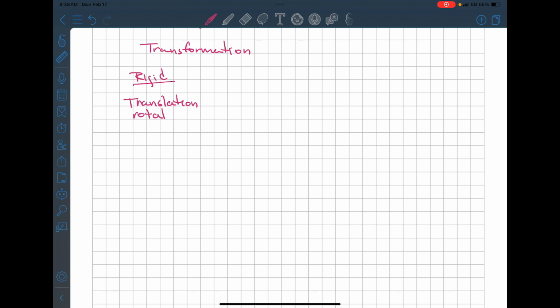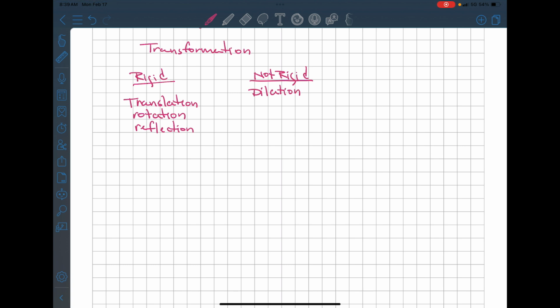rotations, and reflections. And then we have some that are not rigid that may change either the shape or the size of the shape. You may go to a similar shape, which means it's the same exact shape, just different size. It has the same proportions with each side. And that one would be a dilation. You either make it larger or smaller.